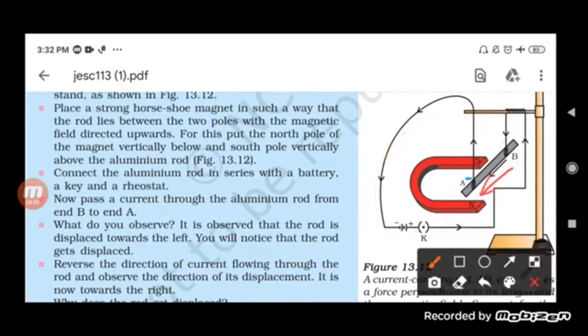Okay, it will displace towards the left side. Now what happened? Now again we will change the direction. We will reverse the current flowing through the rod, and then we will try to find out what will be the direction of the displacement.